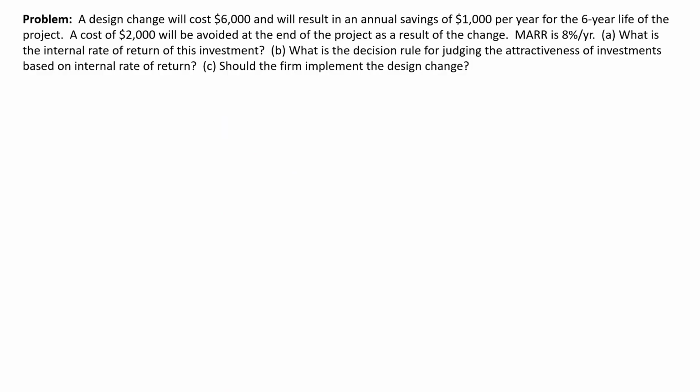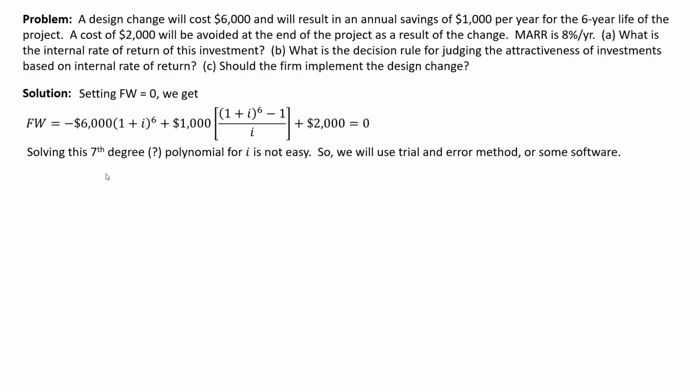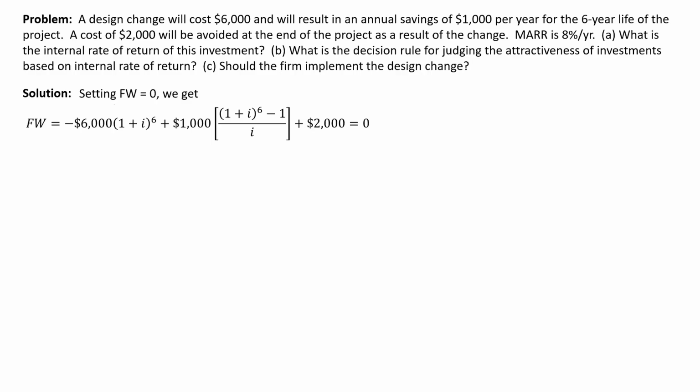And let's see. A design change will cost $6,000 and will result in annual savings of $1,000 per year for the 6-year life of the project. A cost of $2,000 will be avoided at the end of the project as a result of the change. What is the internal rate of return? What is the decision rule? Should the firm, okay, whatever. Okay, setting the future worth to be 0. Oh yeah, I like this problem.